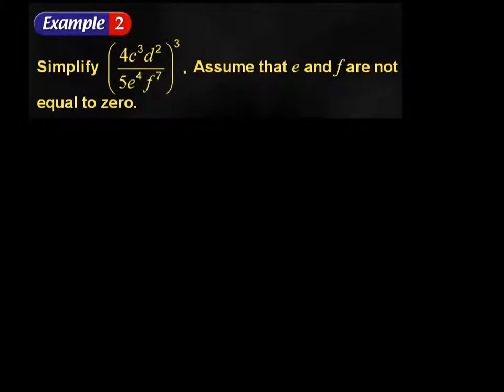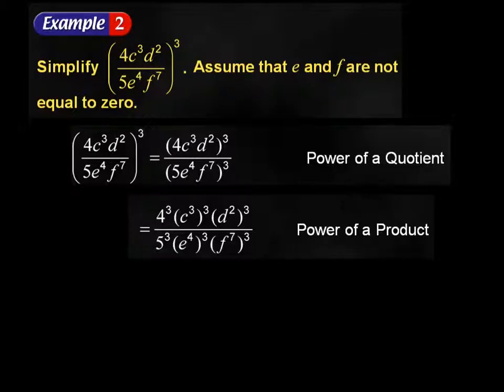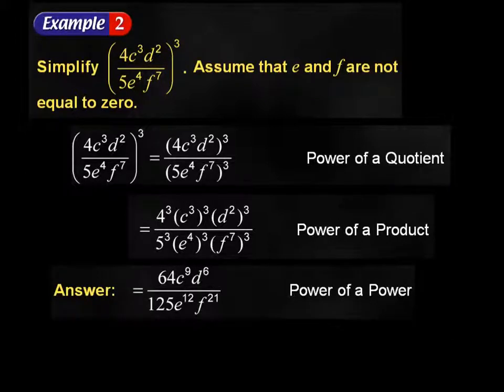So here's a problem they might ask you to do. Simplify 4c cubed d squared to the third power over 5 e to the fourth f to the seventh. Okay, so we need to take everything to the third power. They rewrote it with the numerator to the third power and the denominator to the third power. And here's our friend, the power of a product rule. So we did each individual piece to the third power. 4 to the third is 64. Power of a power, we multiply exponents, so 3 times 3 is 9, 2 times 3 is 6, 5 to the third is 125, 4 times 3 is 12, 7 times 3 is 21. And there she is.